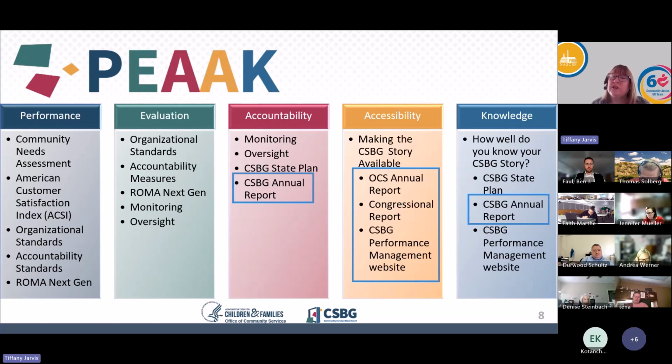But then you see under accountability, there's the CSBG annual report. Under accessibility, there's the CSBG annual report again, or the OCS annual report. OCS uses the data to build into their report. There's a congressional report, and then there's soon to be a performance management website that's going to be unveiled. And then knowledge is the CSBG annual report. So just kind of seeing the entirety of everything that you guys do actually does feed into this framework.